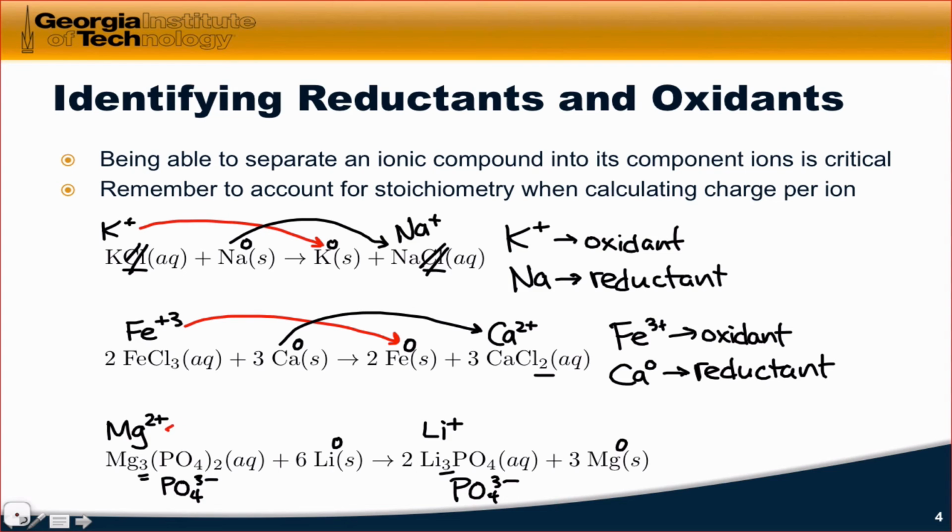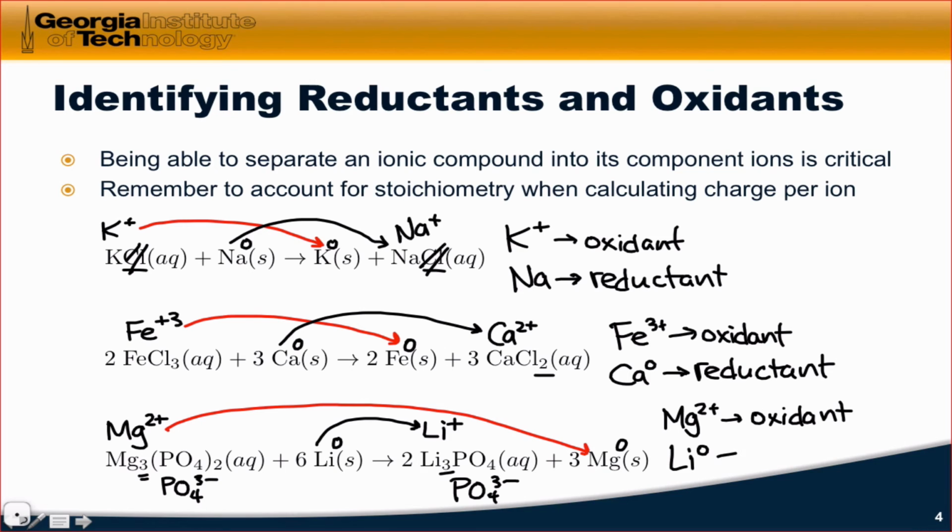Since we're going from Mg2+ to magnesium 0, the magnesium is gaining 2 electrons and serving as the oxidant, and since lithium 0 is going to lithium +1, the lithium is losing an electron and acting as a reductant. So Mg2+ here is the oxidant, and lithium metal is again the reductant.